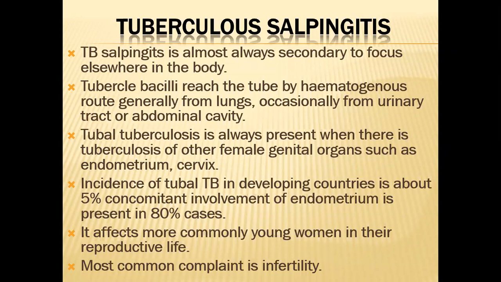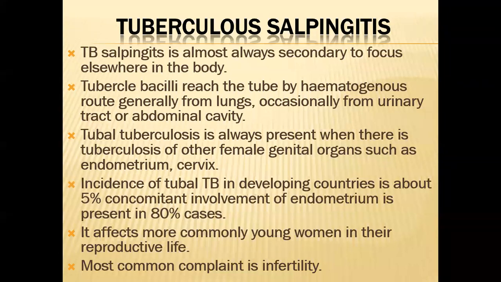Tubal tuberculosis is always present when there is tuberculosis of other female genital organs, such as the endometrium. Incidence of tubal tuberculosis in developing countries is about 5%, with concomitant involvement of the endometrium present in 80%. Both the endometrium and tube are involved in roughly 80% of cases.